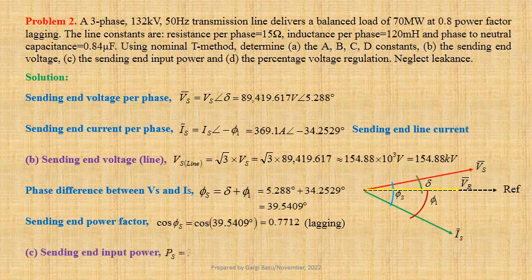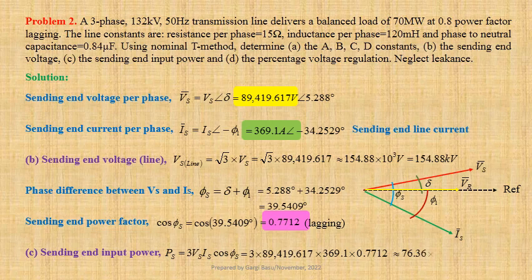Now we shall compute sending end input power. Ps equals 3 times Vs into Is cos phi s. Using values we get 3 into 89,419.617 into 369.1 into 0.7712, which is approximately equal to 76.36 into 10 to the power 6 watts or 76.36 megawatt.